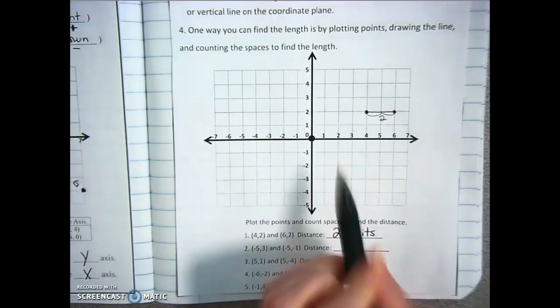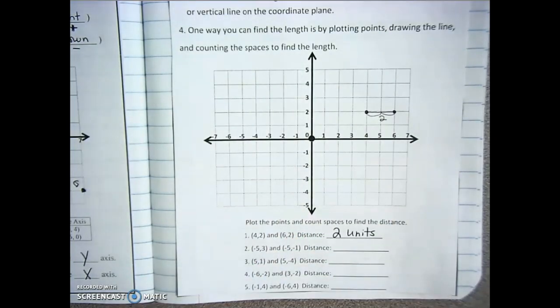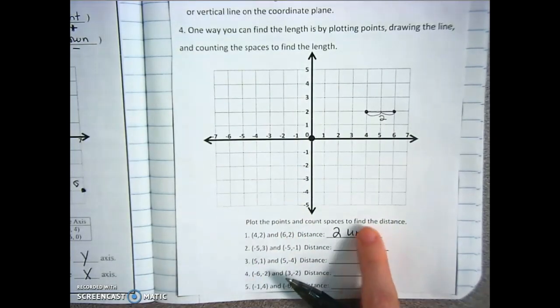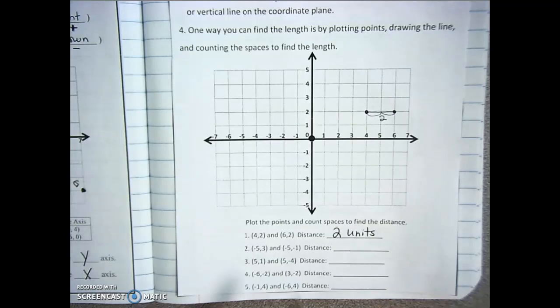It needs to be 2 units, or if we said that these were yards or feet, whatever the measurement is, you have to write what the measurement is. We're going to measure in units today. So we're going to put 2 units. All right, let's go on to number 2.